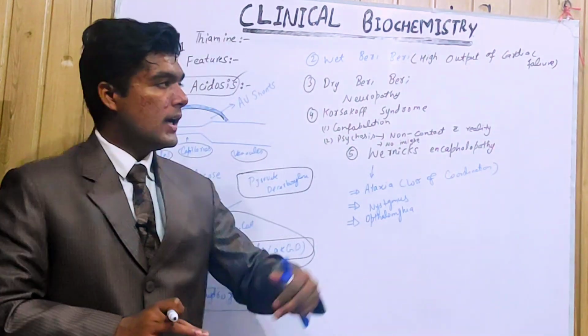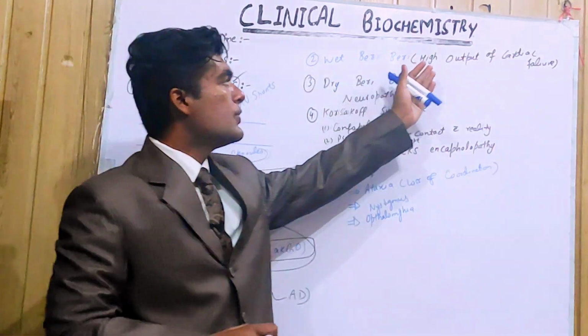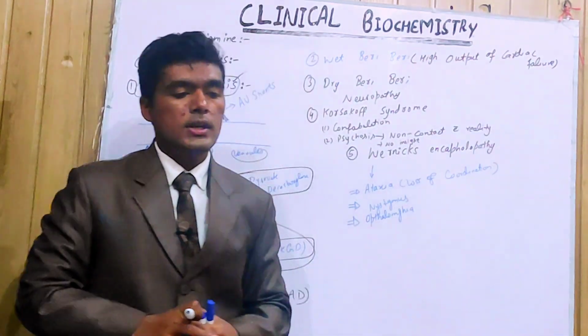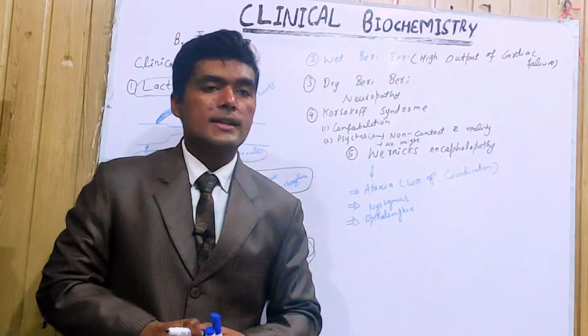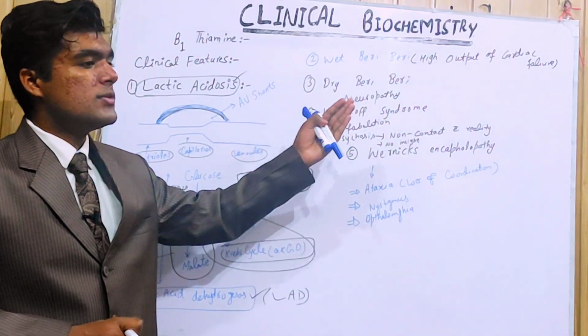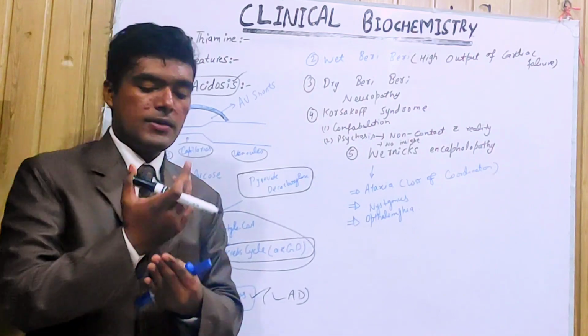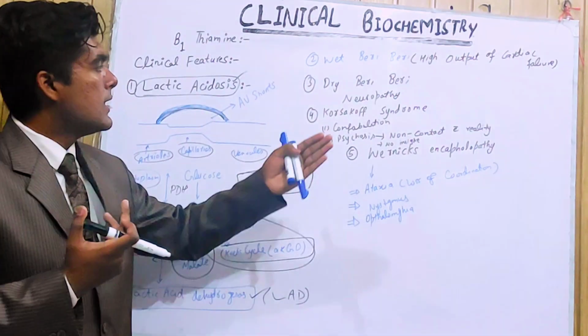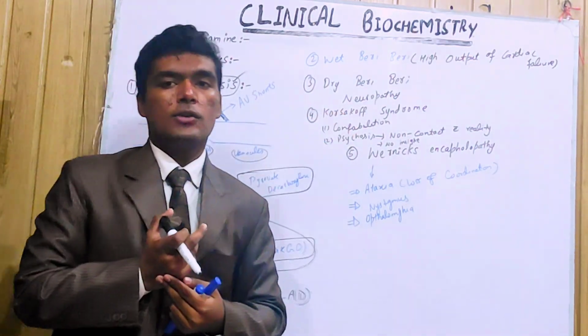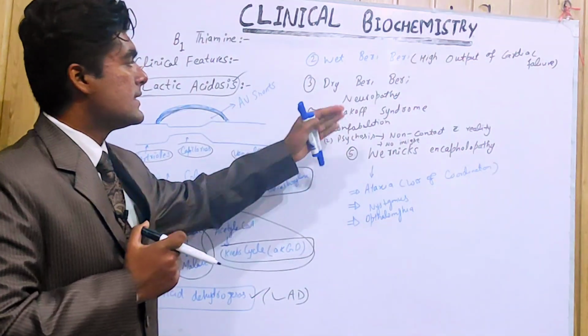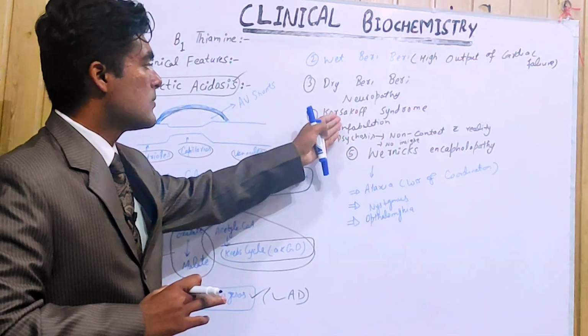Beriberi is basically a disease where we have high cardiac output. So in that disease we develop symptoms, and we say it is wet beriberi. In the same way, dry beriberi, where dryness occurs and neuropathic conditions occur. So we say that it is our dry beriberi condition.